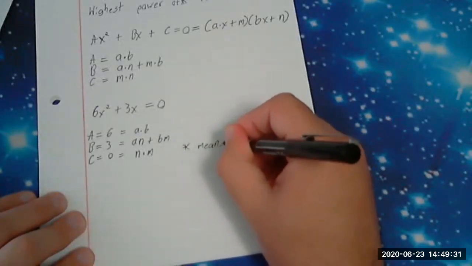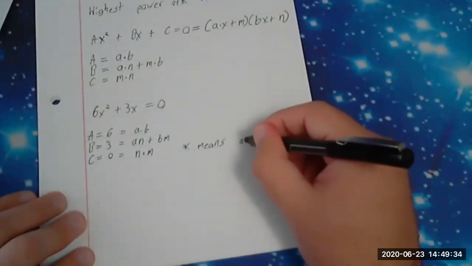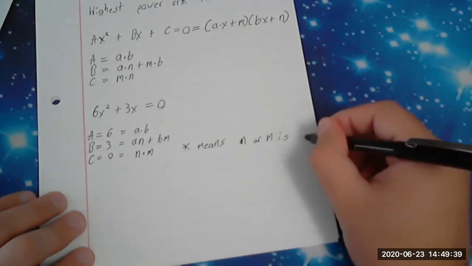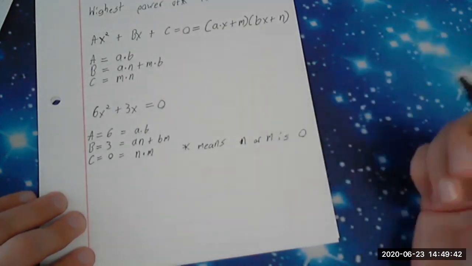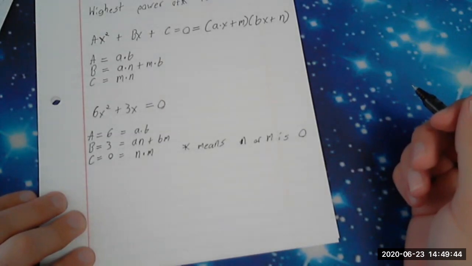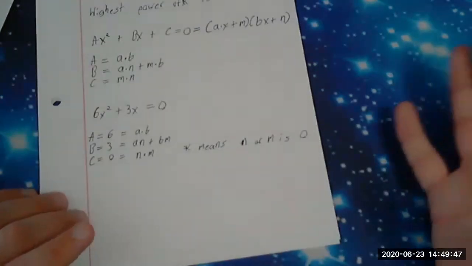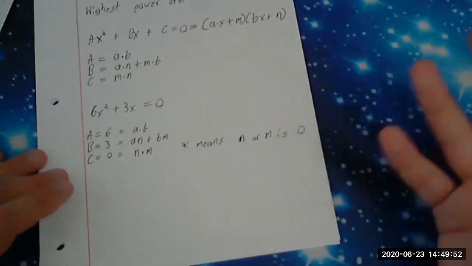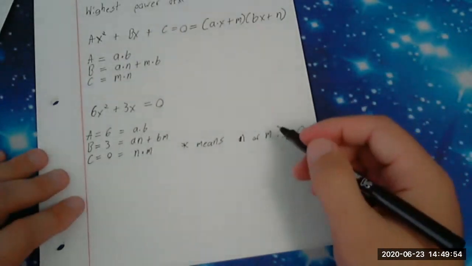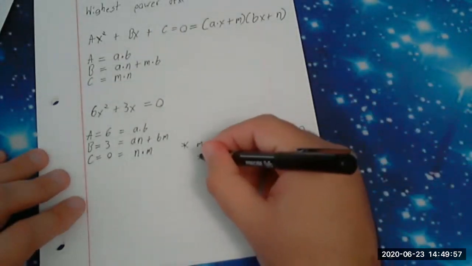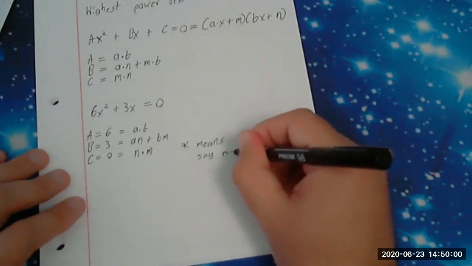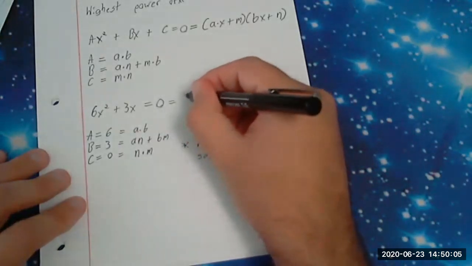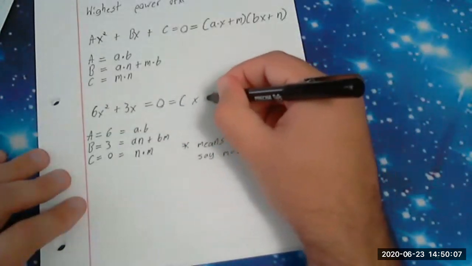It means N or M is 0. We don't know which one, but one of them is definitely 0. And you can kind of just pick one, because then we can just say, well, then the other one is the not 0 one. So we'll just say that M equals 0.